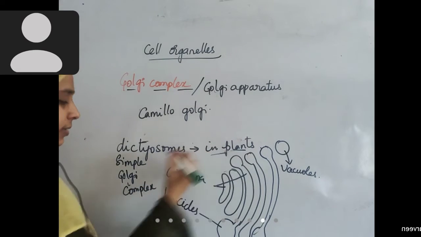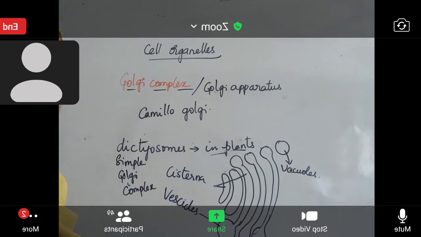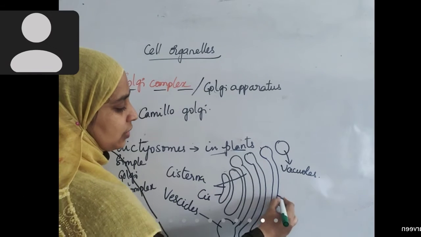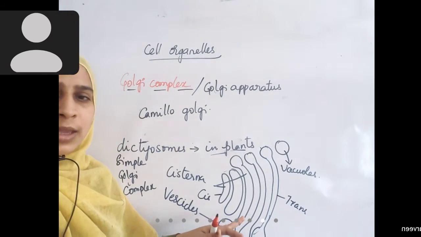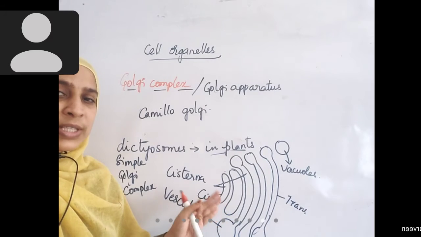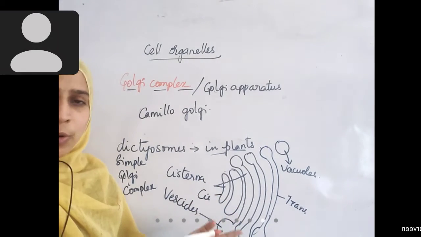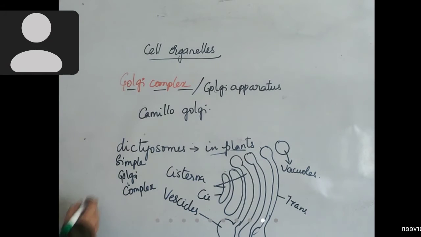Present in plants. So that is the structure of the Golgi complex. This side is called cis. This side is called trans. On the trans side, old cisternae are there, which have fully developed vesicles. Sometimes these vesicles separate and form the trans structure. So what is the function of the Golgi complex?